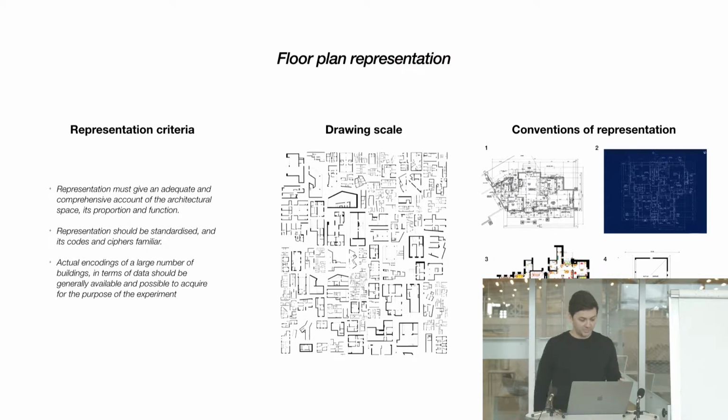Well, I wanted to make a kind of informed decision about it, so I made a list of requirements. What should this representation satisfy so that I can work with it? And this is what I described on the left. So I put to myself certain requirements. I said, representation must give an adequate and comprehensive account of the architectural space, its proportion and function. So I'm interested that I have a kind of accurate representation of space. Then representation should be standardized and its code and ciphers familiar. So it means it should be something that architects understand, that I understand, so that when I translate it back, I know what's going on. And then I said actual encodings of a large number of buildings in terms of data should be generally available and possible to acquire for the purpose of the experiment. So the idea is I need to be able to get that somewhere. The question is, can you get a lot of 3D models of buildings? Yes, but it's more difficult.